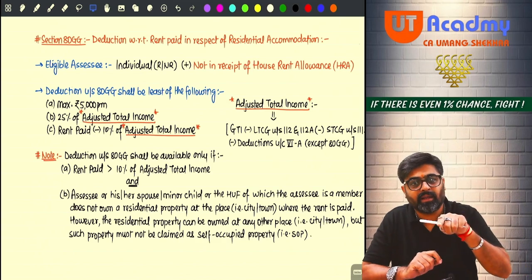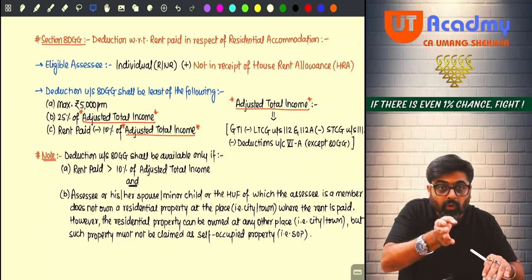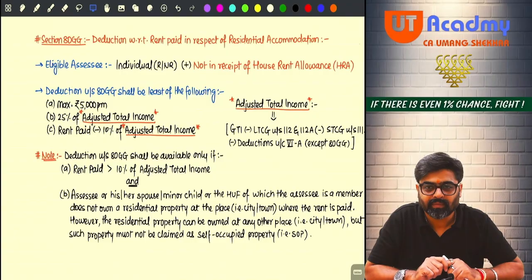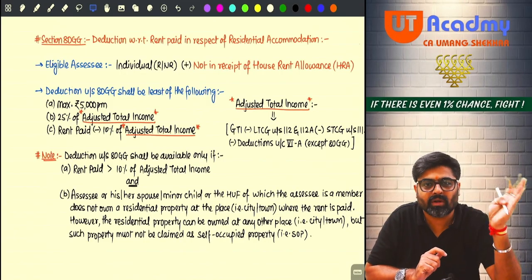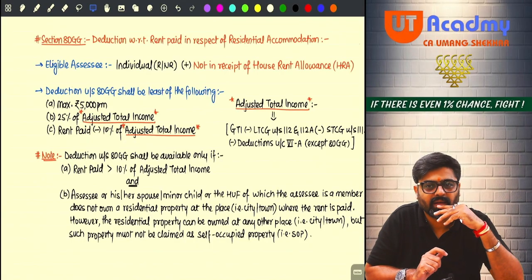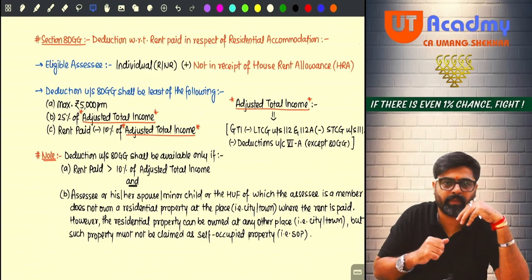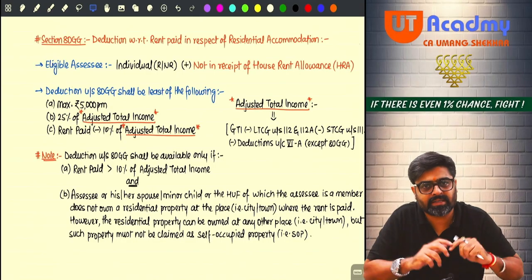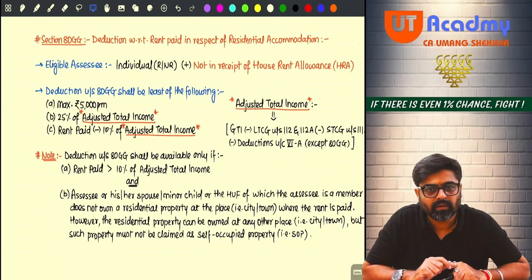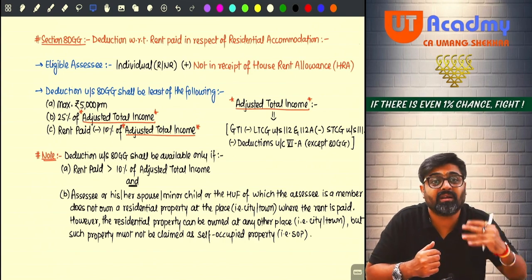Because 10(13A) exemption will be available for rent payment out of your HRA income. But what if you are paying the rent out of any other income? You are not getting HRA. There are employees who don't get HRA, but still those poor people have to pay rent. There are self-employed individuals who don't get HRA, still they have to pay rent. Hence, they are not going to get any HRA exemption under 10(13A).